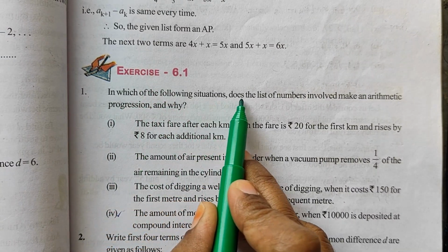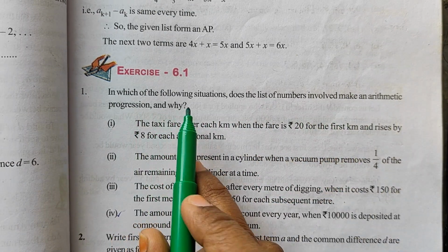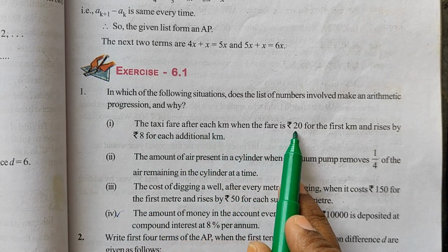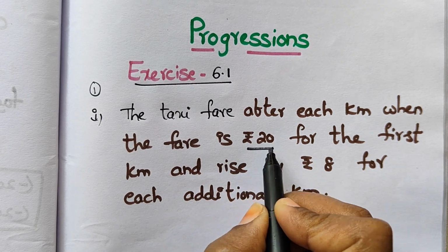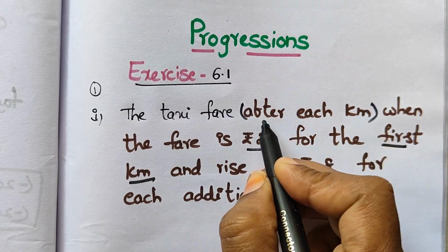First problem, in which of the following situations does the list of numbers involved make an arithmetic progression and why? First one, the taxi fare after each kilometer when the fare is 20 rupees for the first kilometer and rise by 8 rupees for each additional kilometer.